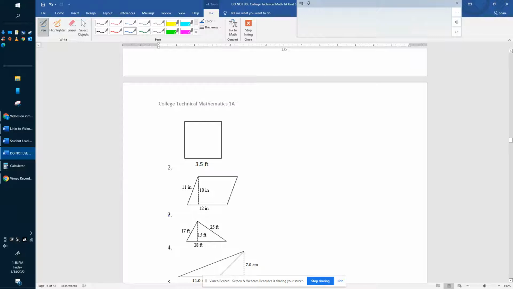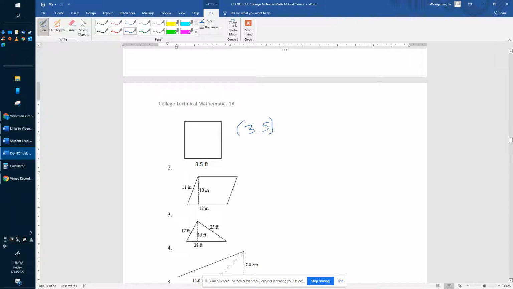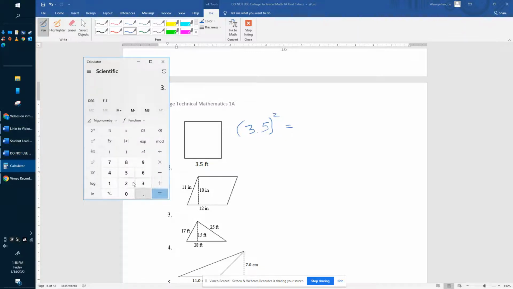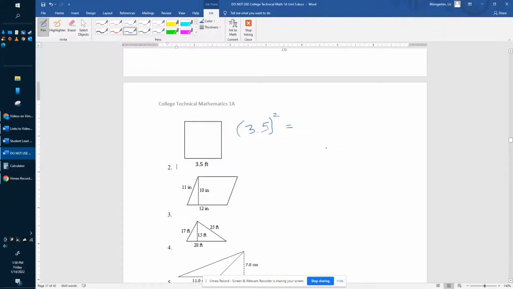How about this square? Square is 3.5 feet, 3.5 feet. So we are going to square it as per the formula on top. I can't say square and write a 5 at the same time. It's physically impossible. So let's square 3.5. We get 12.25 feet squared.